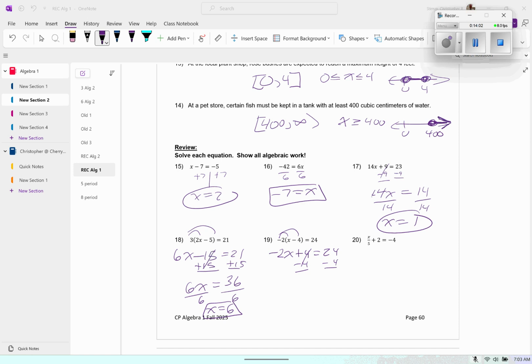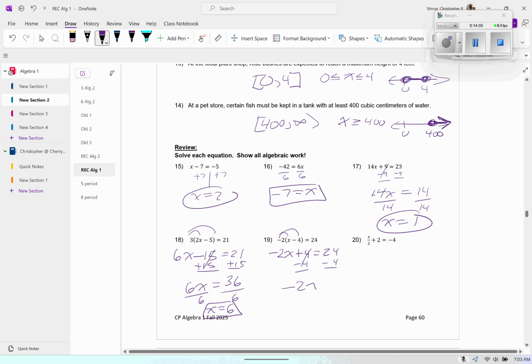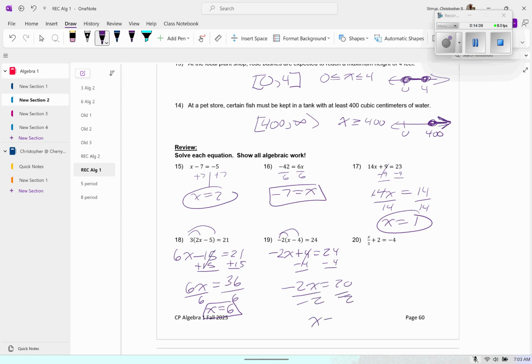All right, so let's solve this. I'm going to get negative 2x is equal to 20. Divide each side by negative 2. x is equal to negative 10. And then this last one, I'm going to subtract 2 from both sides first. So I'm going to get x over 5 is equal to negative 6. Multiply both sides by 5. Those cancel, so x equals negative 30.